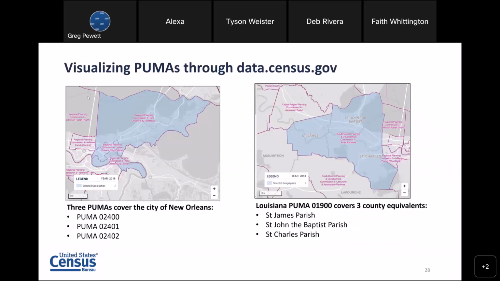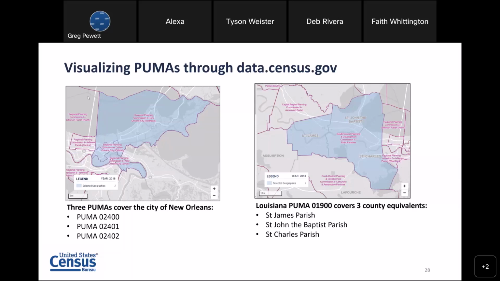So an example of this on the left-hand side of the screen, I'm showing you how the PUMA boundaries overlap with Orleans Parish, which is also the city of New Orleans. So on the left-hand side, there are 3 PUMAs I've selected. When you access data for those 3 PUMAs and add it up, you're getting data for Orleans Parish.